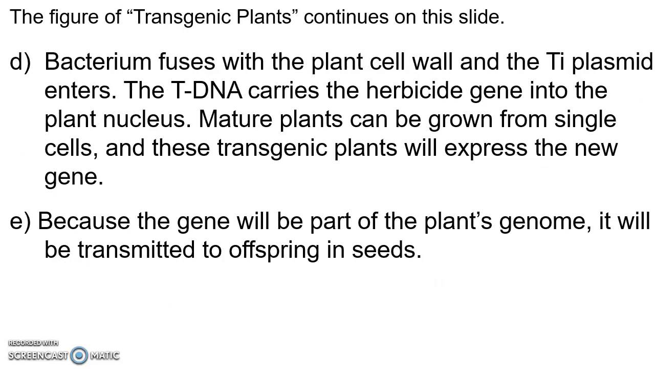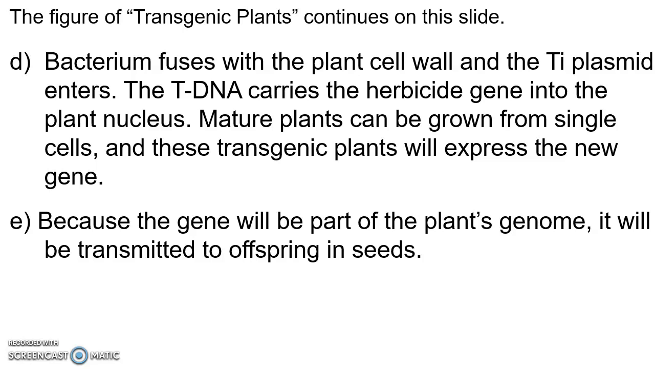Okay, so then that bacterium fuses with the cell wall of the plant. The plasmid enters, the T-DNA carries the herbicide gene into the plant nucleus, and then mature plants can be grown from those inoculated cells. Those are transgenic plants that will express the new gene that conveys herbicide resistance. A lot of them are for herbicide resistance, so you can just spray the whole field and it'll get rid of the weeds, but not the crops.